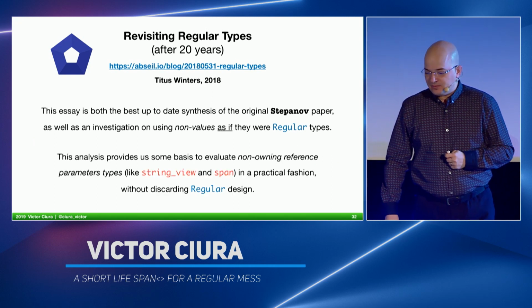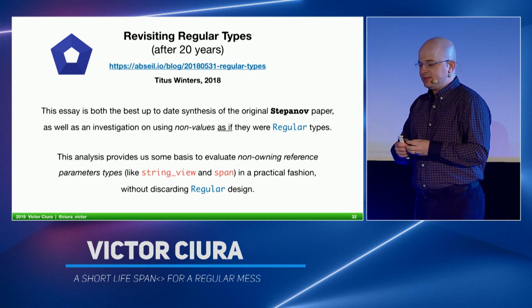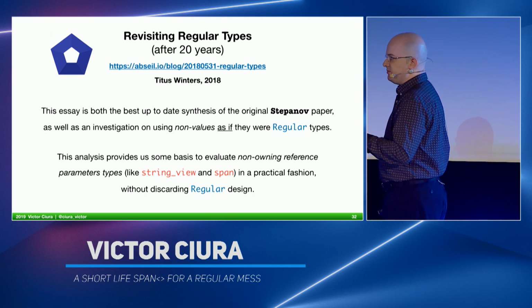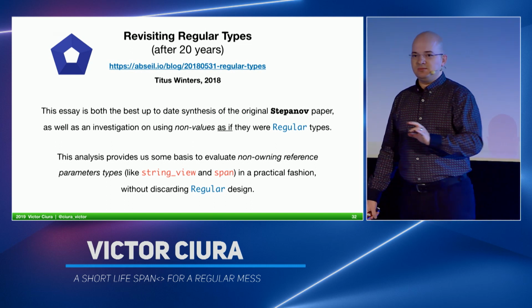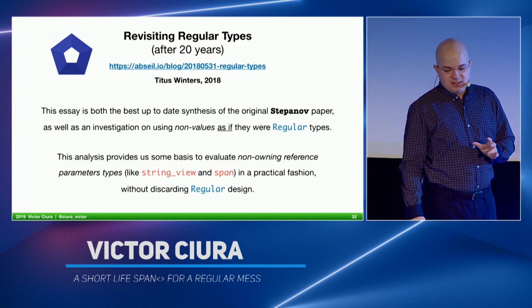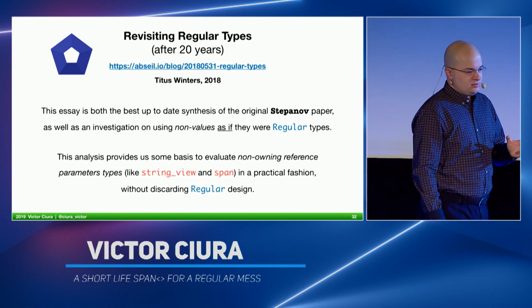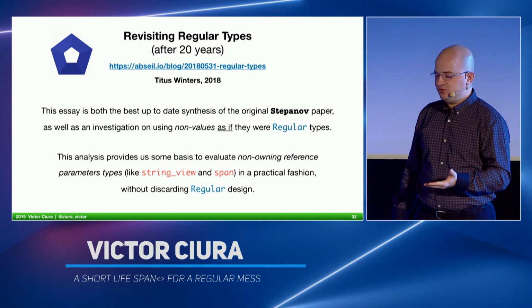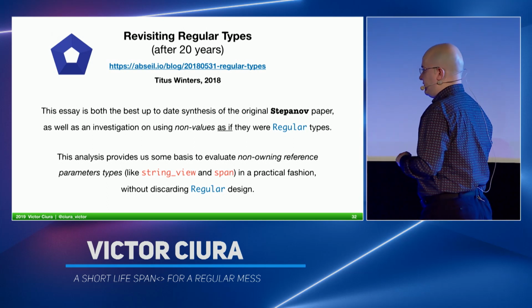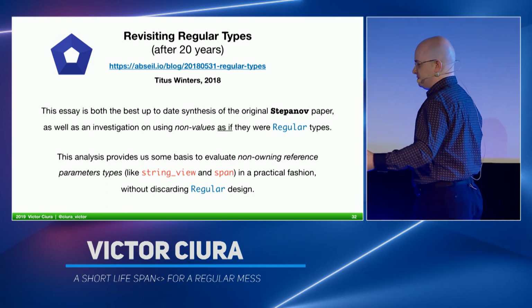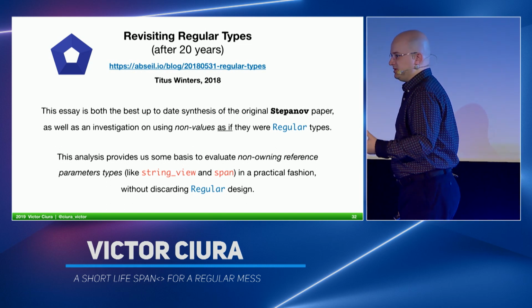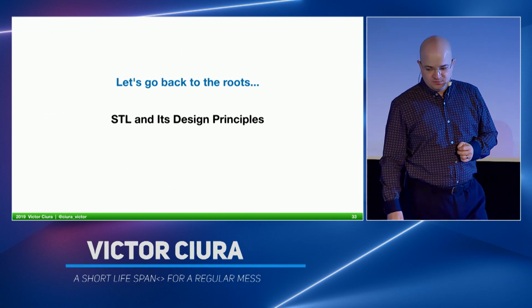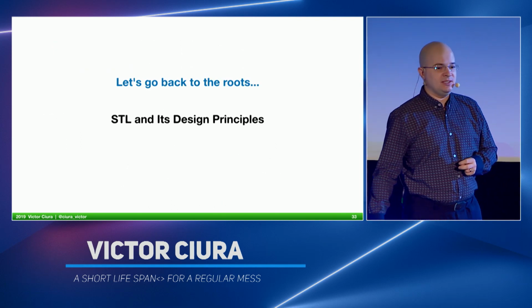So it examines how regular type design affects non-value types, because for value types, it seems like it's almost seamless, and provides the basis to discussions about newer additions to the library, like string view and span, and how we can use them and leverage this functionality without disregarding completely regular type design. But let's go back to the roots, STL and its design principles.